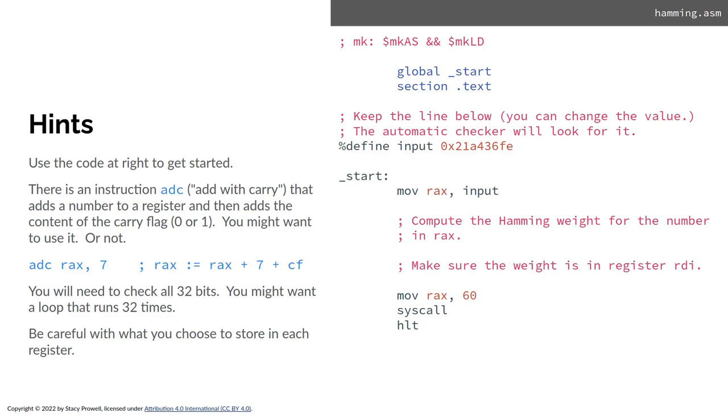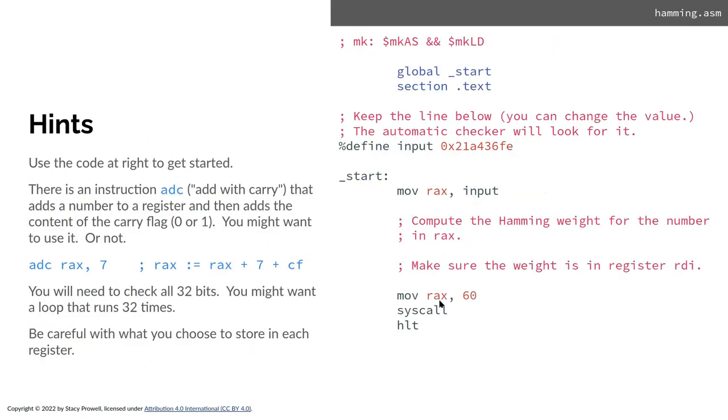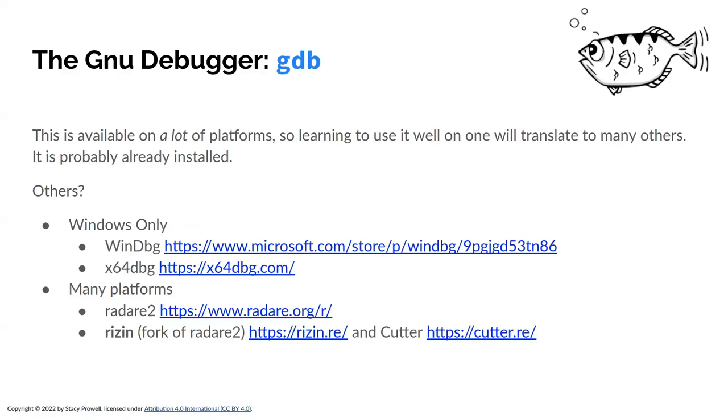But that's pretty much it. If you understand the C code and how that works, hopefully you'll understand how to make the assembly work. All right, let's talk about tools. A really useful tool would be a debugger, because assembly can be really annoying and opaque. The one we're going to talk about today is the GNU debugger, GDB.